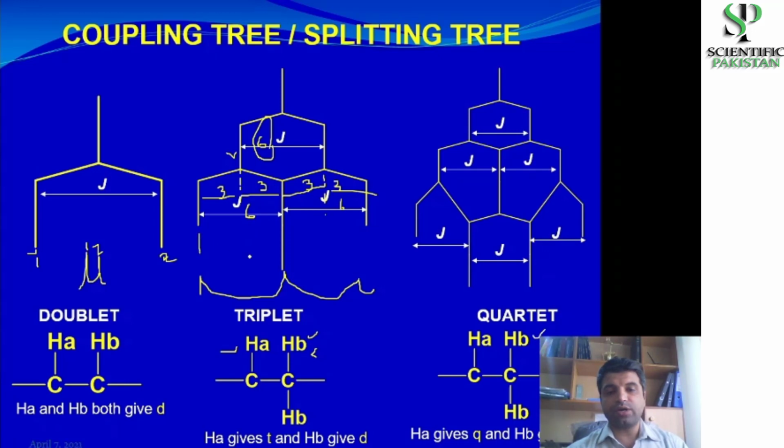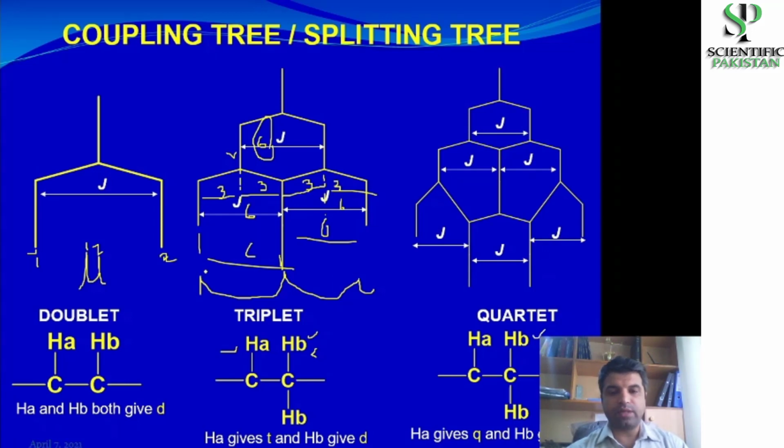So when you take a difference of these two lines, this is equal to 6 Hertz, and when you take a difference of these two lines, 3 plus 3, this is equal to 6 Hertz. If you want to calculate the difference between these, you just take a difference of these two lines or these two lines. So a triplet will also have only one coupling constant value.